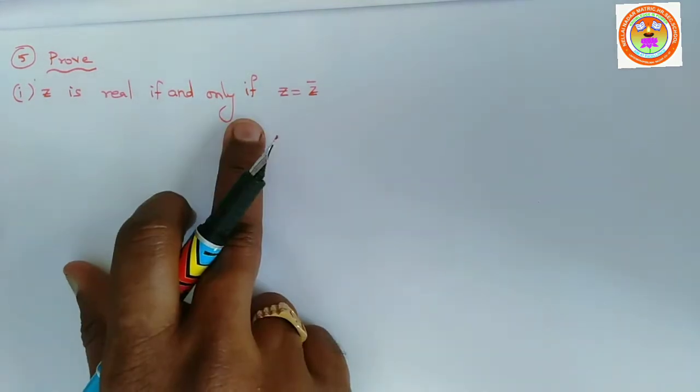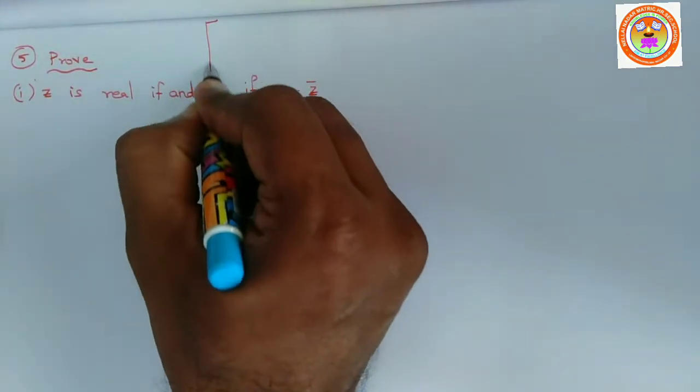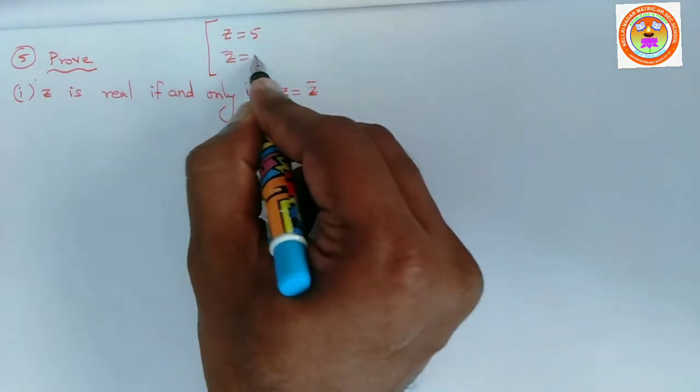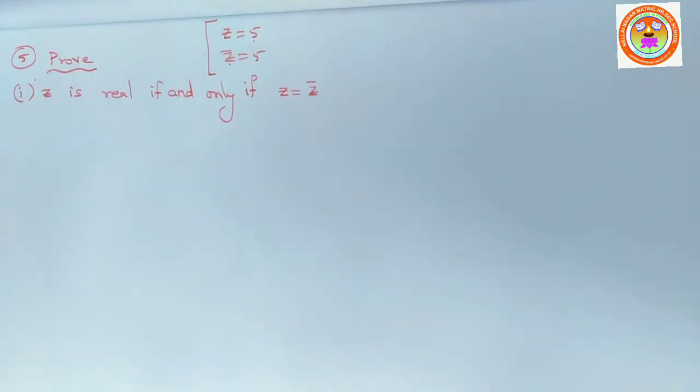This one we have proved while in the integration part itself. This one we can prove easily using a constant. If z is equal to 5, z bar is equal to 5, so z is equal to z bar. For example, I have proved in the integration part, if z is equal to 5, where 5 is real, z bar is also 5, therefore z is equal to z bar when z is real. We have proved using a constant, but using a variable we need to prove.